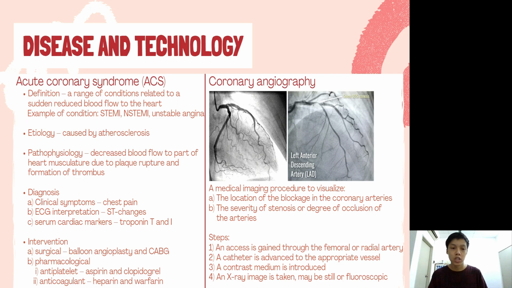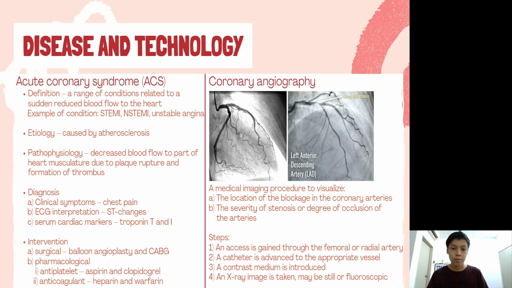Now why this happens is because it is caused by atherosclerosis, and the decrease in blood flow happens when the plaque ruptures and a blood clot starts to form in the coronary arteries. So how do we diagnose this? It is through looking at the clinical symptoms. One of the most common clinical symptoms is chest pain, and ECG interpretation, which looks at the ST changes.